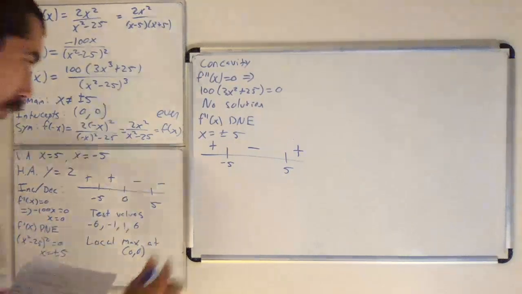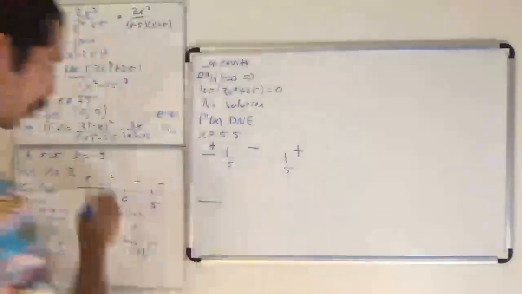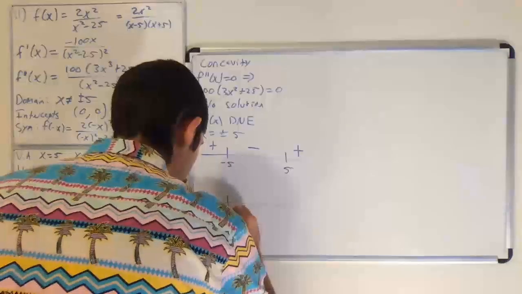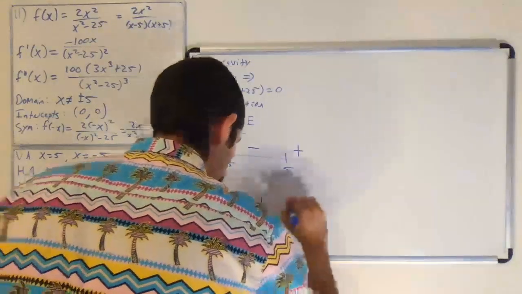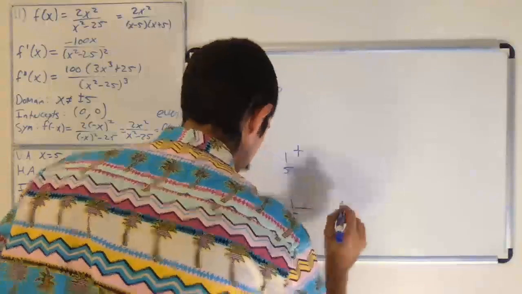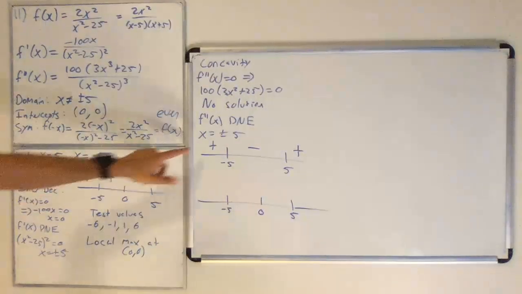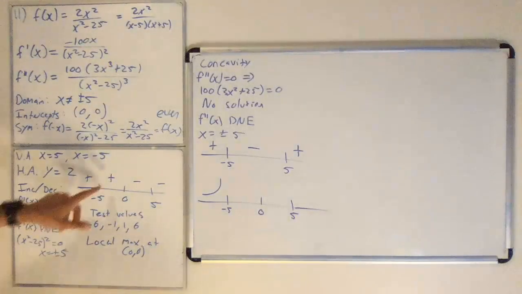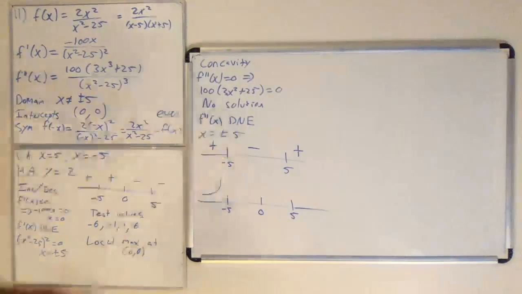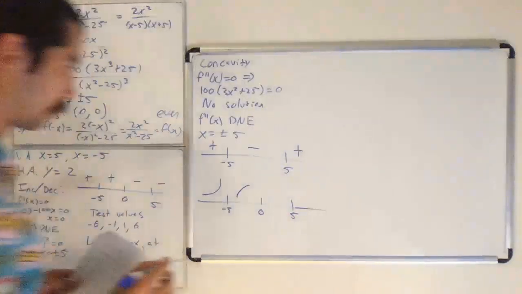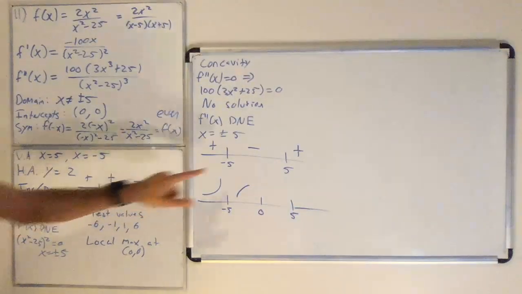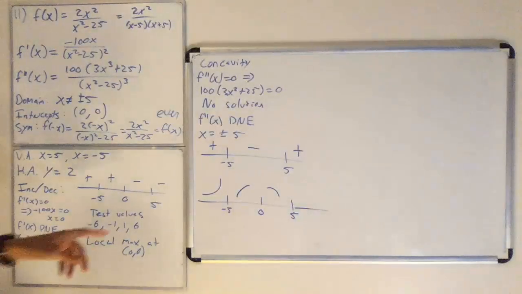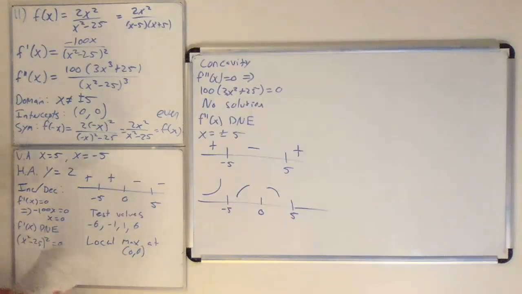And so our graph, we take all of our number lines, break it up at every point we have along the way. We're increasing in concave up, increasing in concave down, decreasing in concave down, decreasing in concave up.